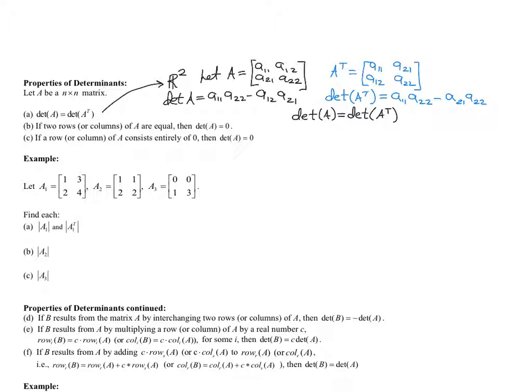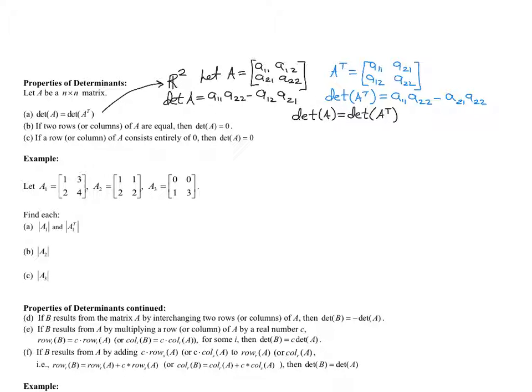If 2 rows or columns of A are equal, then the determinant of A is equal to 0. So what that would mean is I would have 2 identical rows and then just compute the determinant. What I could actually do is define matrix A as A sub 1 1, A sub 1 2, A sub 2 1, A sub 2 2, but then let A sub 2 1 be equal to A sub 1 1, let A sub 2 2 be equal to A sub 1 2, make the substitution, find the determinant, and you'll see that it equals 0.